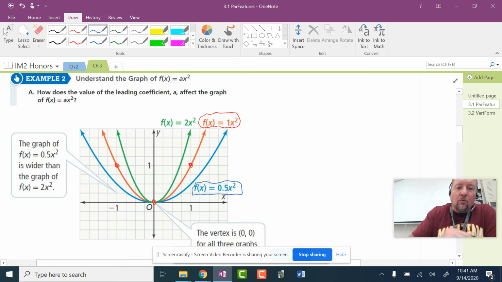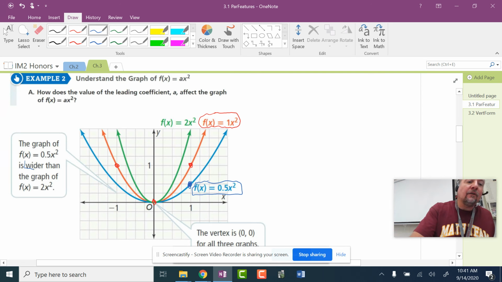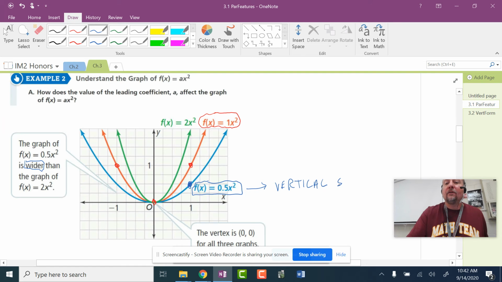Well, it's a simple order of operations thing. When I plug in 1, I get 1 squared, which is 1. But then I multiply by 0.5 and I get 0.5. Whoa, this graph changed. They use the term wider. I don't like that. What this is, there's two words we can use on this. It's a vertical shrink or compress.